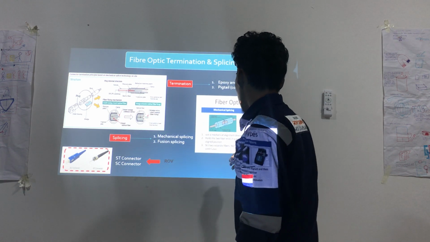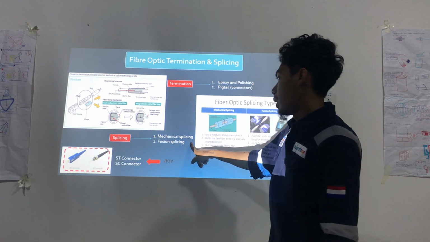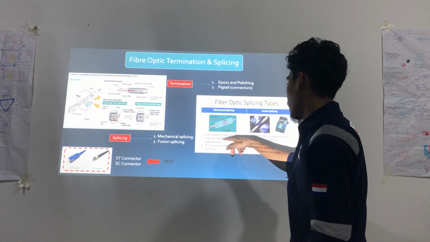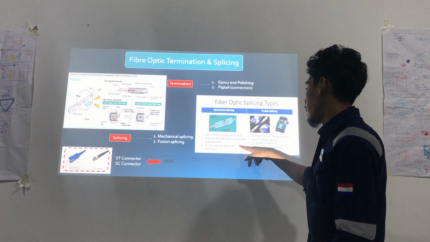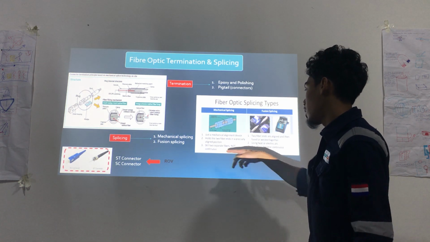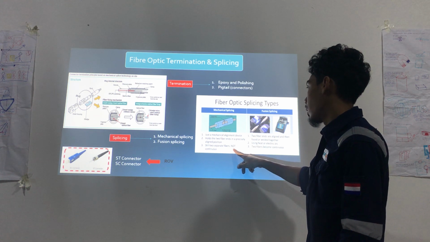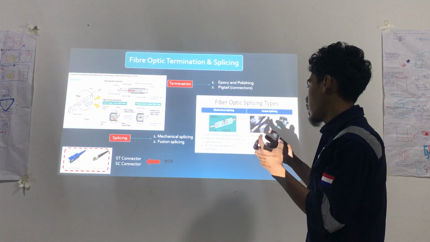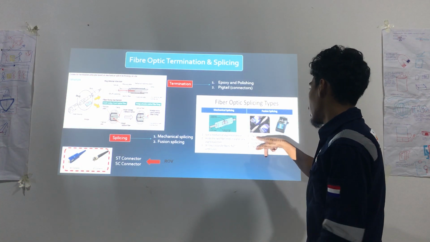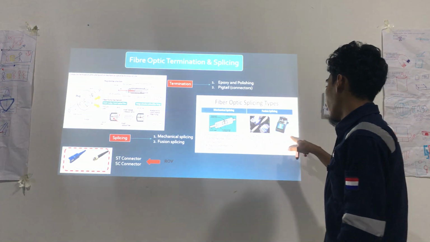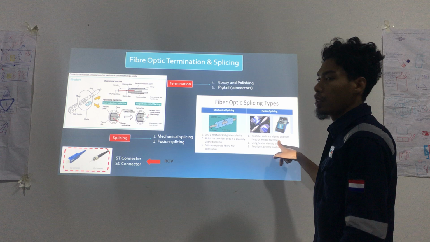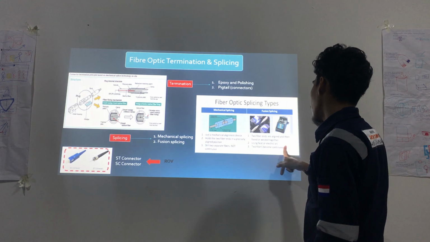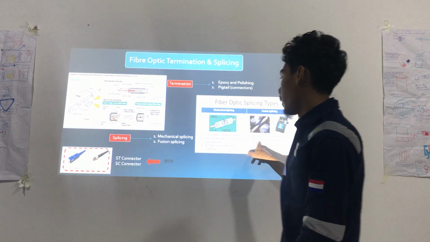And then for splicing, we have mechanical splicing and fusion splicing. For mechanical splicing, a mechanical alignment device holds the two fiber ends in a precisely aligned position, and they are still two separate fibers, not continuous. So it has two fibers, and then just a mechanical connector inside. For fusion, the two fiber ends are aligned and then fused or welded together. So the difference: in fusion, we weld the fibers together using heat or electric arc. The two fibers become continuous, become one fiber.